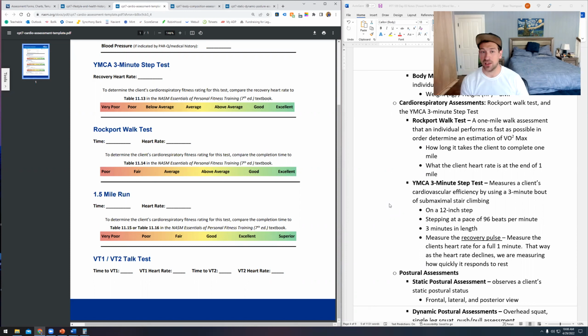Then you take them to the place where they're officially uncomfortable trying to talk and breathe at the same time. They are just barely out of breath. I wouldn't consider it out of breath; to me, that's VT3. But I would consider it, okay, this is uncomfortable now. Then we measure our heart rate there, and now we've got a zone that we can work between. And that's a really cool test that hasn't been in the textbook for years.